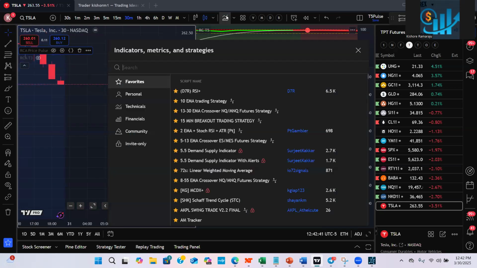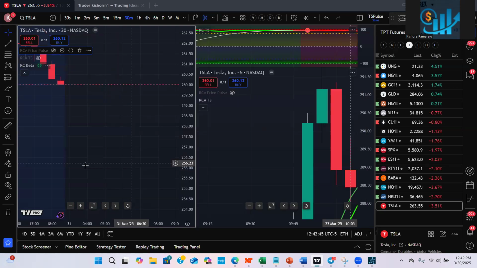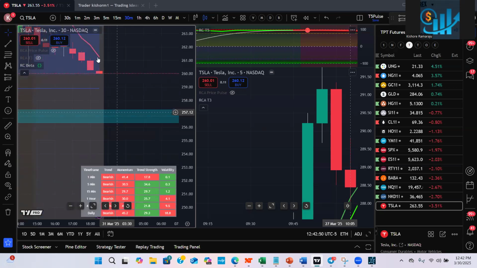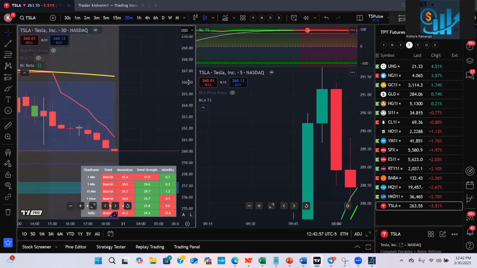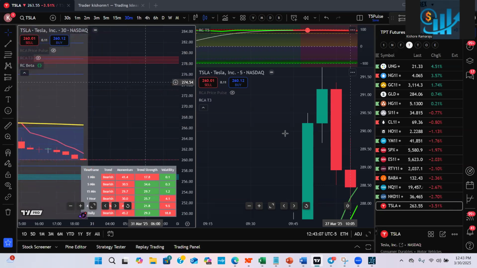Or if you have beta, I'll go. So beta will show you where you have your support. So if it comes to this, then you can start taking the calls or you can start taking the bull puts. If it goes to 278, then you can start buying. Once it touches the 278, then it will start dropping. That is where you can start taking the puts in the 5 minutes time frame.